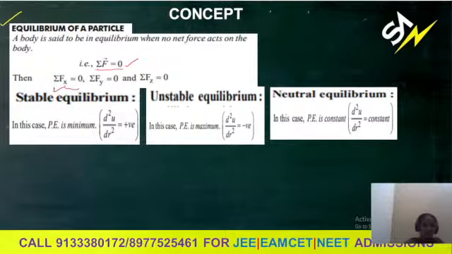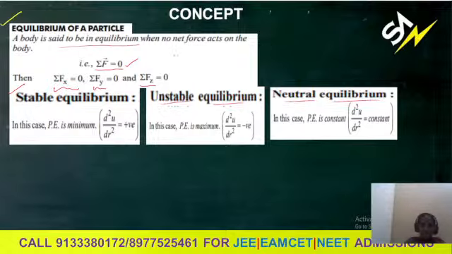If the sum of the forces along the x direction is equal to 0, the sum of the forces along the y direction is equal to 0, and the sum of the forces along the z direction is equal to 0, then it is said to be in equilibrium. The equilibrium of a particle is classified as stable equilibrium, unstable equilibrium, and neutral equilibrium.